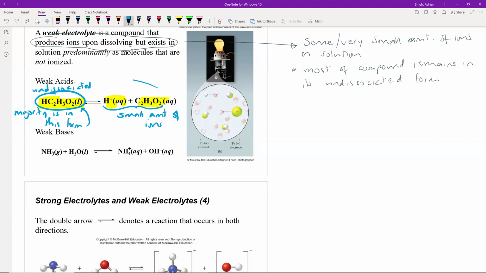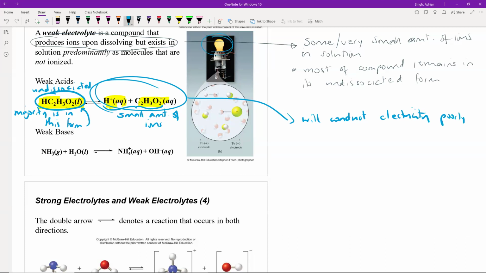Okay, so because you only have small amounts of these, this solution will conduct electricity, yes, because there are ions present, but it will conduct electricity very poorly. As a result, the bulb here doesn't glow very bright. It actually glows very dimly because there are small amounts of ions in solution. And that's because this is a weak electrolyte. The majority of the substance exists in its molecular, unassociated form.